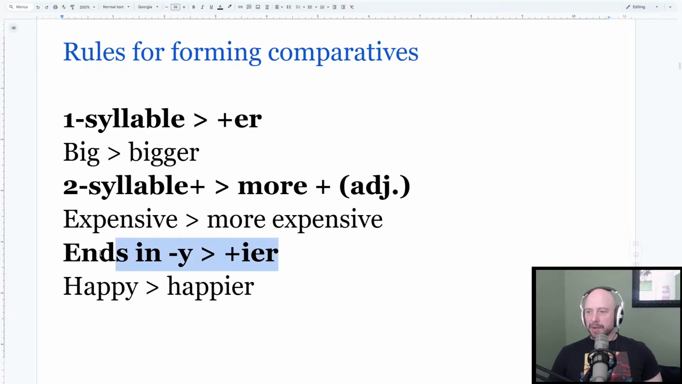And then finally, we have this special rule. You've probably heard of this. If the word ends in Y, then we add IER to form the comparative. So happy becomes happier.